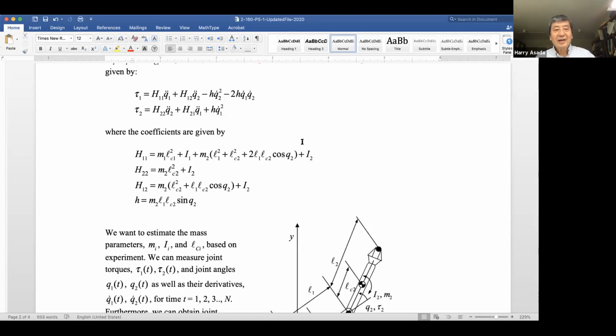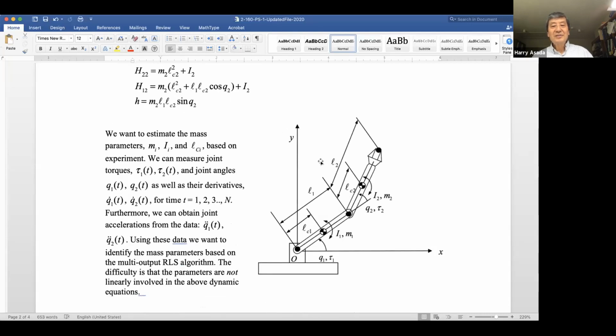But what you care about is that even though you have very complex equations, you can basically manipulate the equations so that the unknown mass parameters are linearly involved in these two equations. Now, in this context, what you care about is that the robot actually doesn't know its own mass properties.